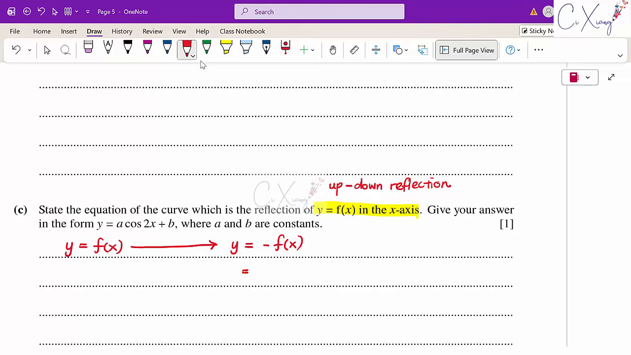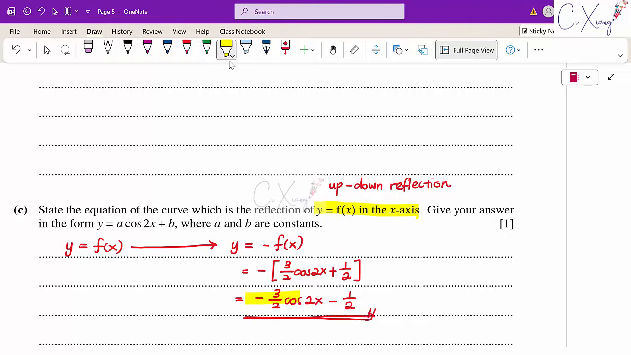So negative f(x) means what? You are having a negative with the original function of f(x), which is 3 over 2 cos 2x, then plus a half. And then multiply the negative in, you are having negative 3 over 2 cos 2x minus a half. Okay? Yeah, so this is basically the equation that we have if we are applying a reflection of the graph in the x-axis. Alright, so this is how we answer the question.